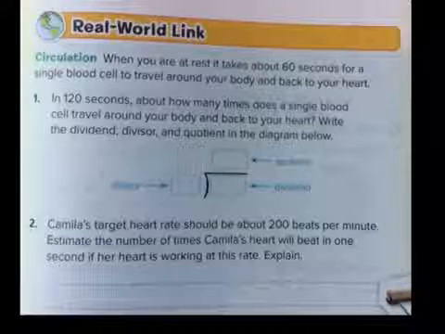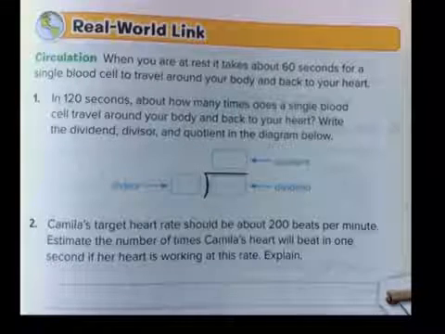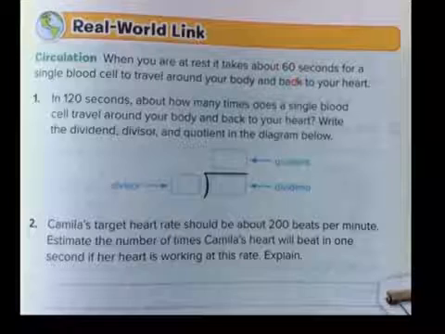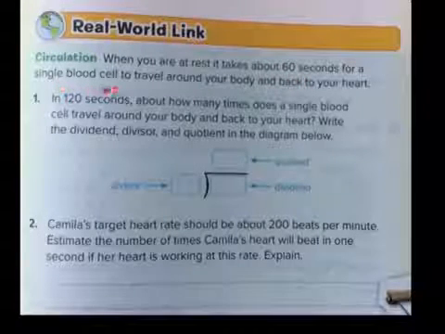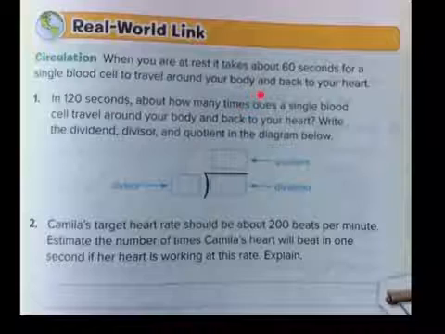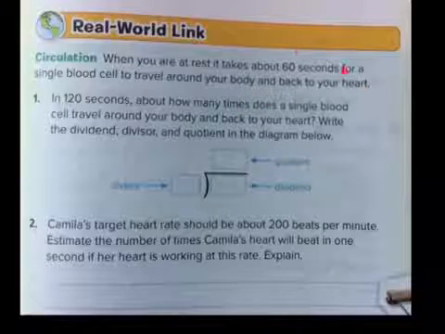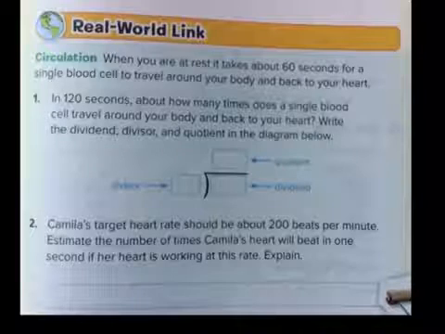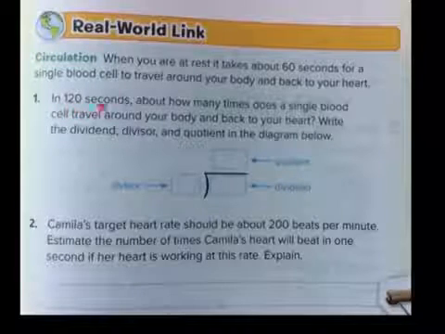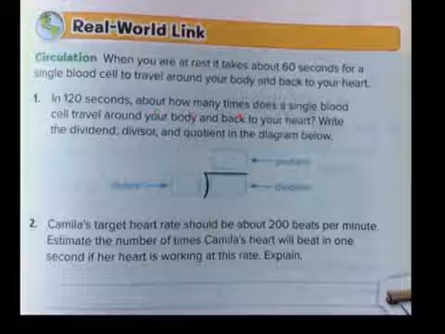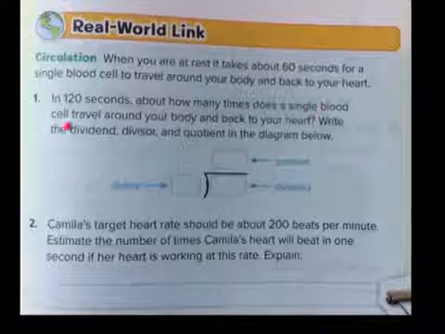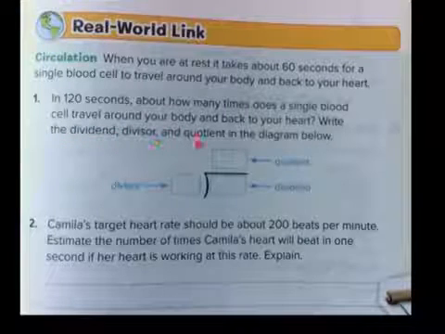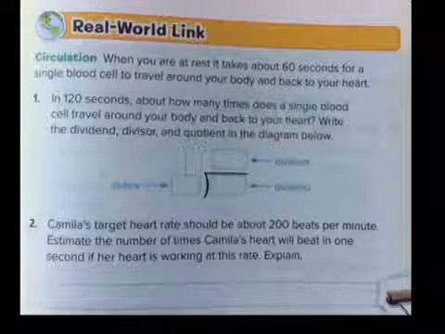Now let's see how we divide in the real world. For example, when you are at rest, it takes about 60 seconds for a single blood cell to travel around your body and back to your heart. Only 1 minute for a cell to go all around your body and back to your heart. So about a minute. In 120 seconds, so 2 minutes, about how many times does a single blood cell travel around your body and back to your heart? Write the dividend, divisor, and quotient in the diagram below.